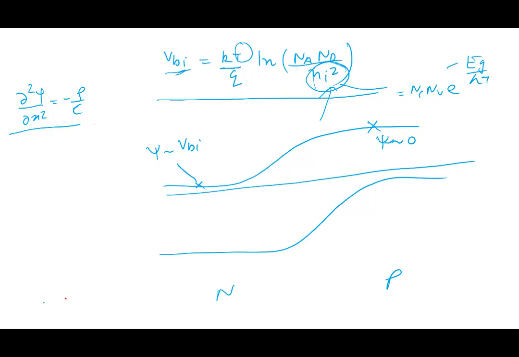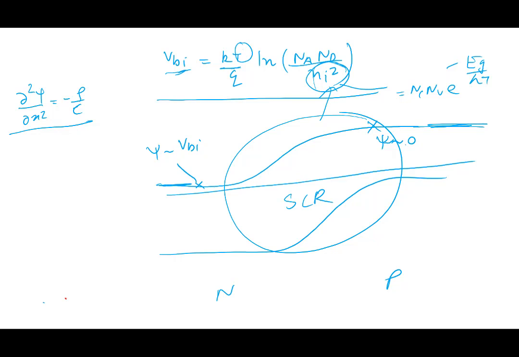Note that if you want to solve this equation, there's no point in solving it here. I already know psi is 0, or flat. There's no point in solving it here. Psi is flat. What I'm interested in is solving it in this region here, the space charge region, SCR. I'm interested in finding out how exactly the band goes. So I know the boundary condition: psi is 0 here and psi is VBI here.